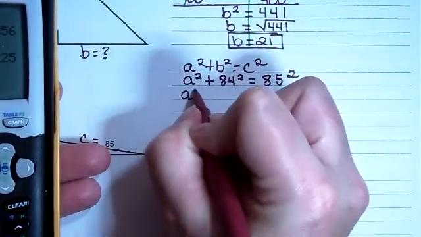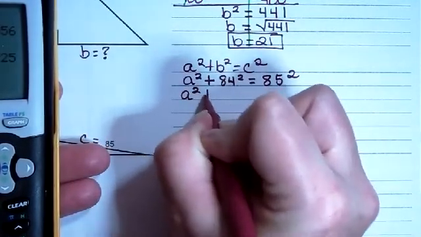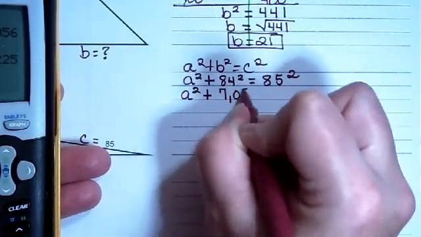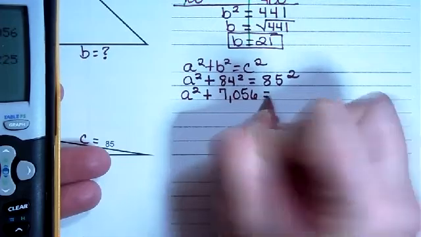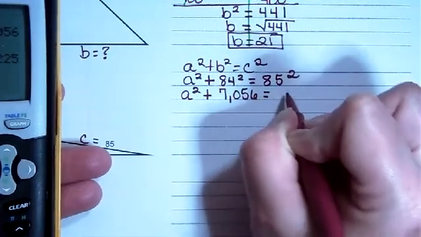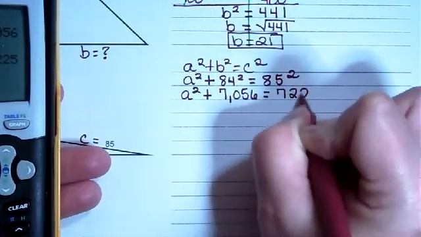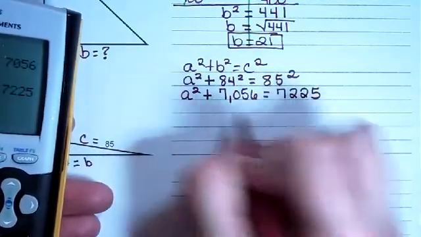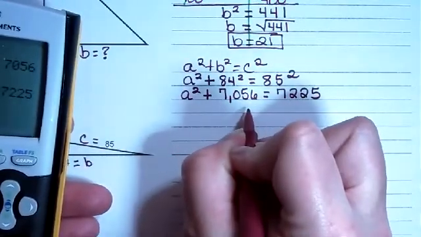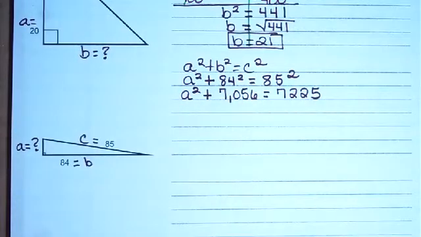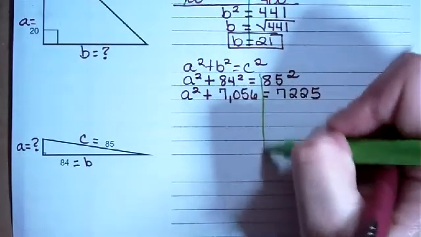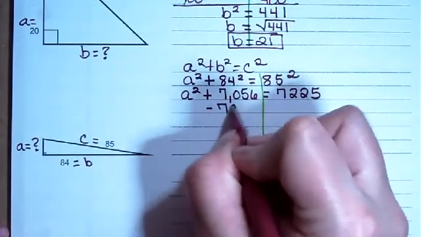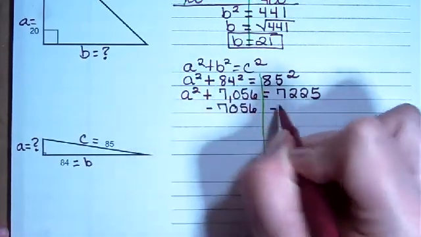So the next line is going to be A squared plus, now we figured out 84 squared was 7,056, equal to, now 85 squared was 7,225. Okay? Now, I need to move the 7,056 over to the other side. And again, if you have your river in there, I'm going to subtract 7,056 from both sides.